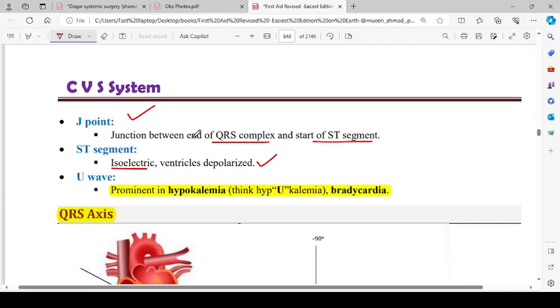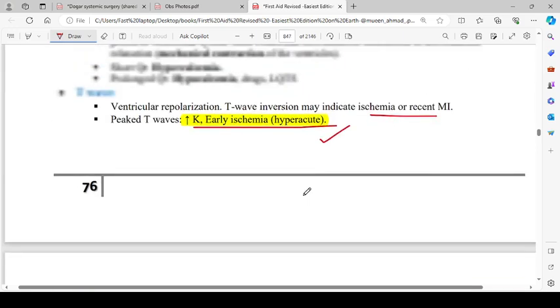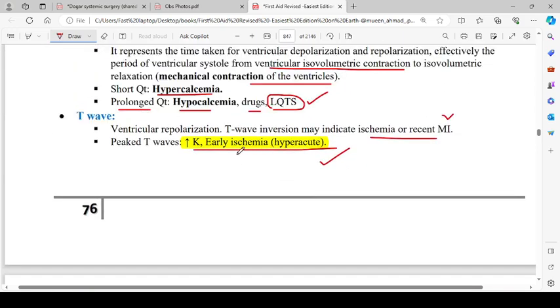Then we have the next point, that is the U wave, prominent in hypokalemia. Think hypokalemia and bradycardia. And also the peaking of T wave is seen in early ischemia, and hyperacute T waves are present with increased potassium levels, which means hyperkalemia.